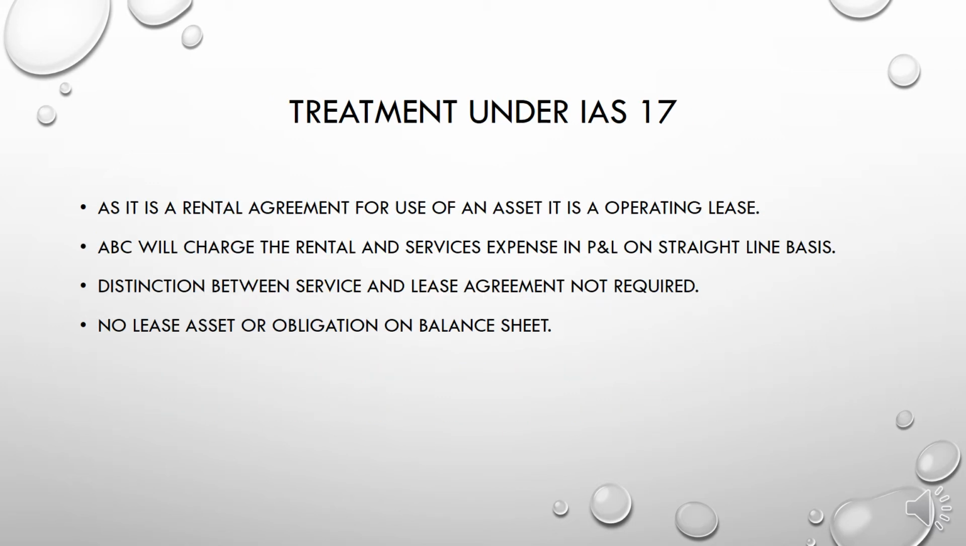Under IAS 17, it is a rental agreement for use of an asset, so it is an operating lease. ABC will charge the rental and the service expenses in P&L on a straight line basis, and there is no need for distinction between the service and the right of use asset element. No lease asset or lease obligation is required to be booked on the balance sheet in the books of the lessee, as the risk and reward have been retained by the lessor.